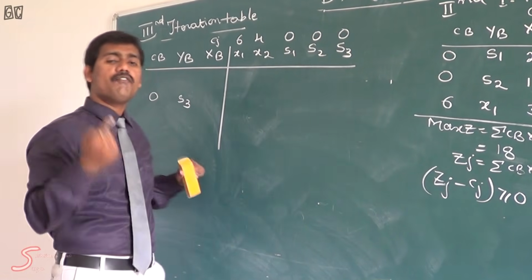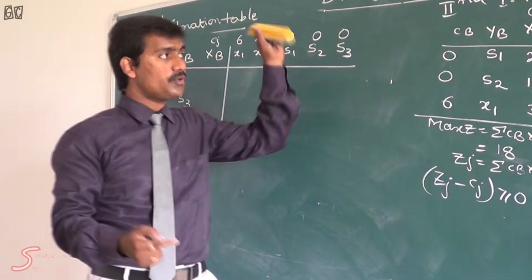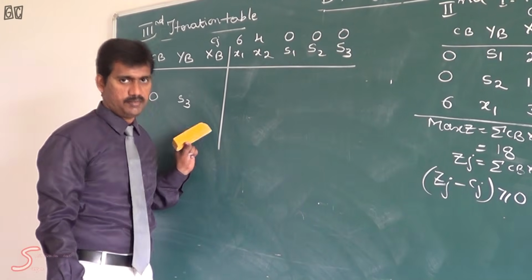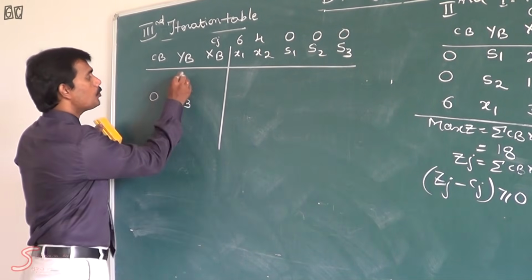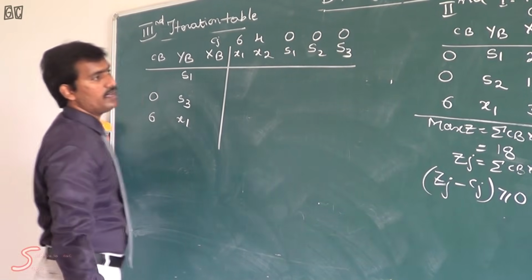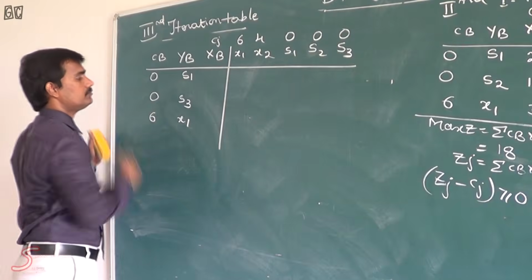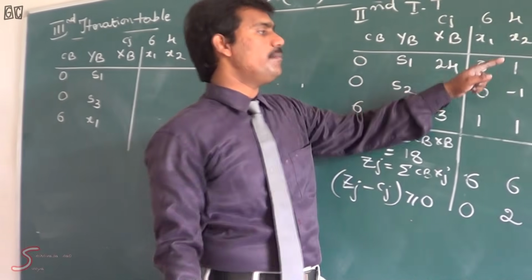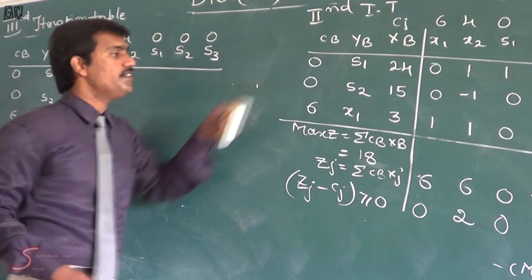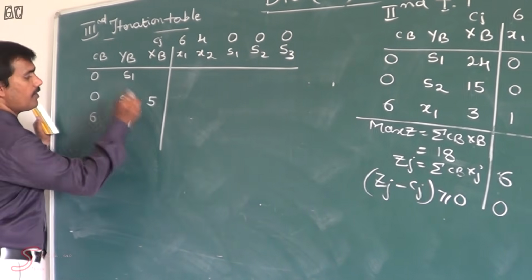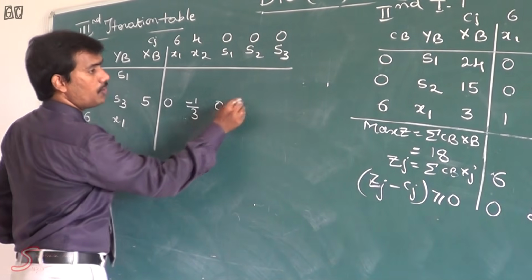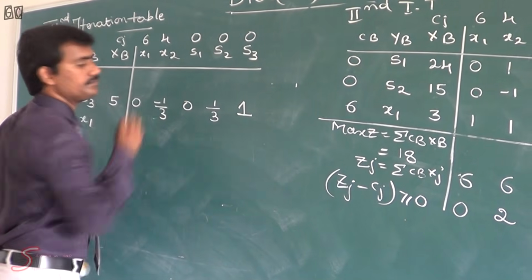So make it a point, for artificial variable is outgoing means you have to remove that artificial variable entirely from the iteration table, but not for the slack variables. Okay, make it a point. So no changes for S1 and again x1. The cost of x1 is 6 here, and for S1 that is 0. Now we have to make this key element as unity. That is where we are going to divide this entire row by 3. 15 by 3, 5, 0, minus 1 by 3, 0, 1 by 3, and again 1.